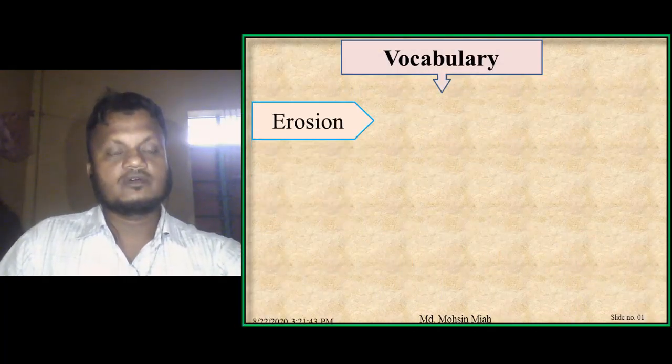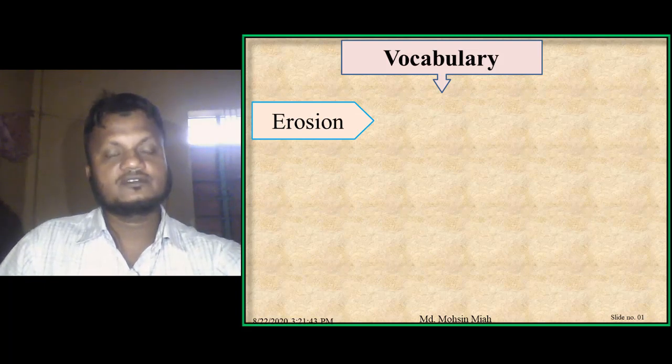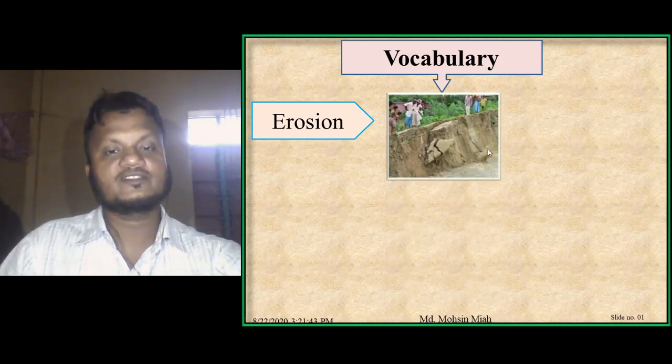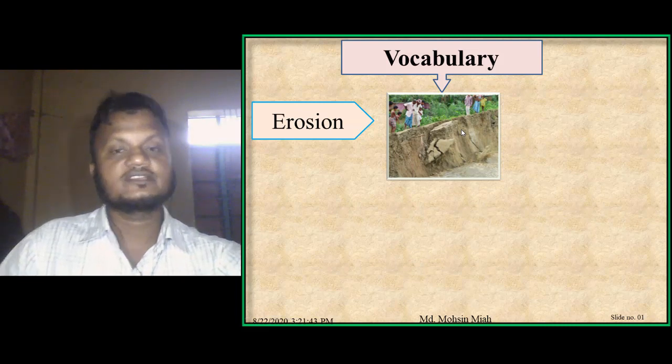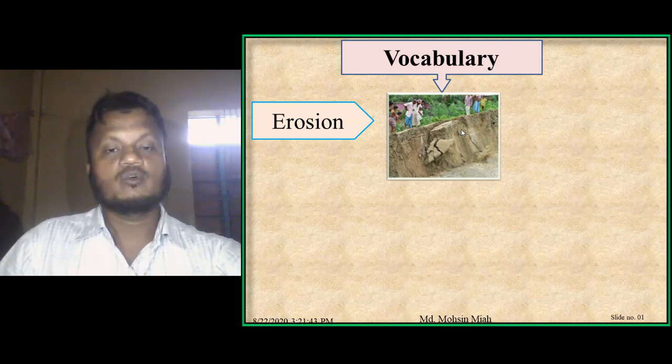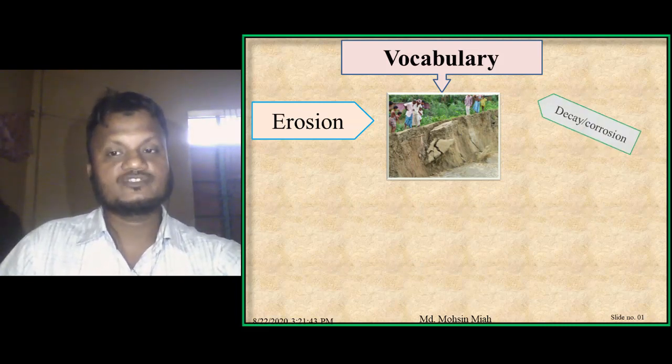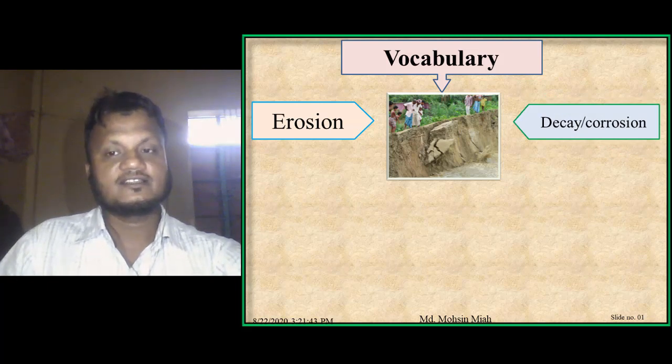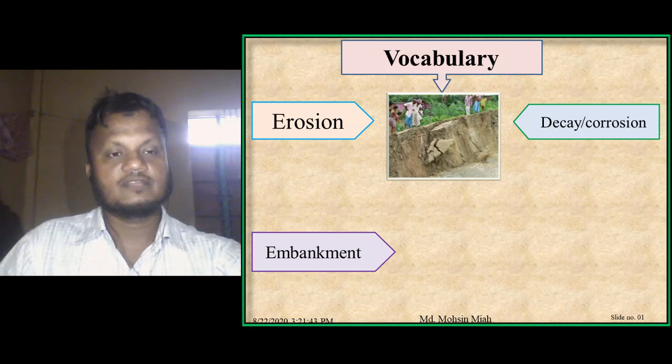Then another word, erosion. What will be the meaning of erosion? River erosion takes away all our properties. Okay, this is decay, this is corrosion. Erosion er Bangla hocche bhangon.